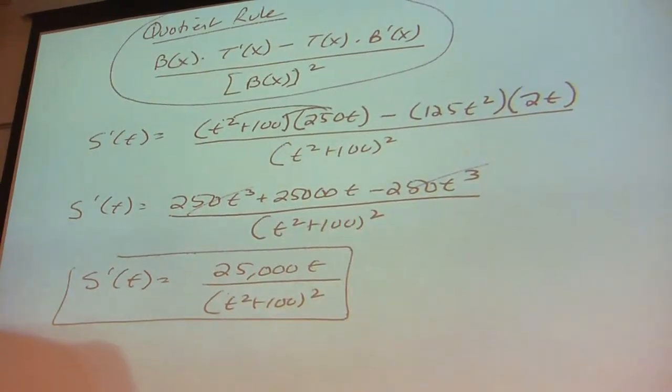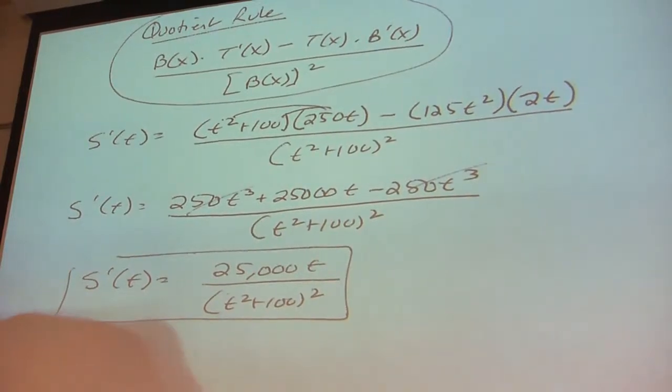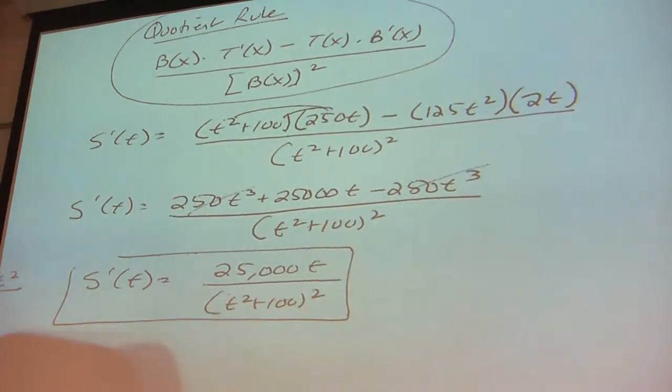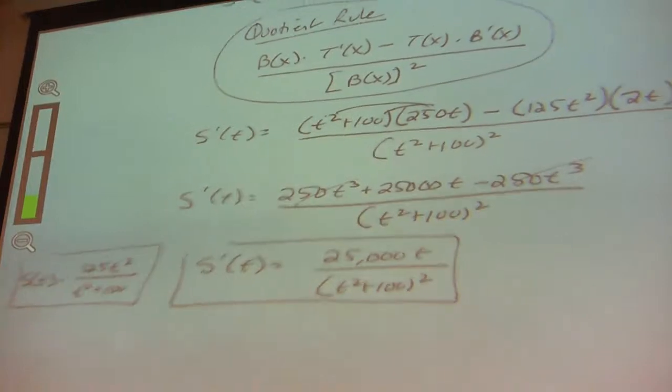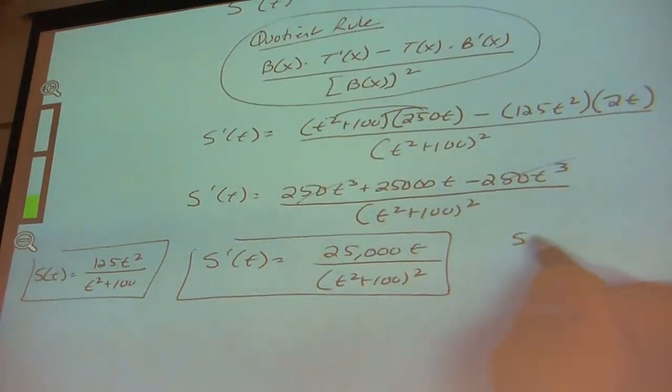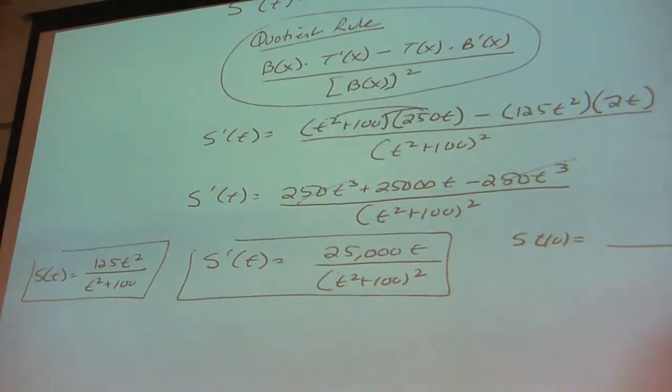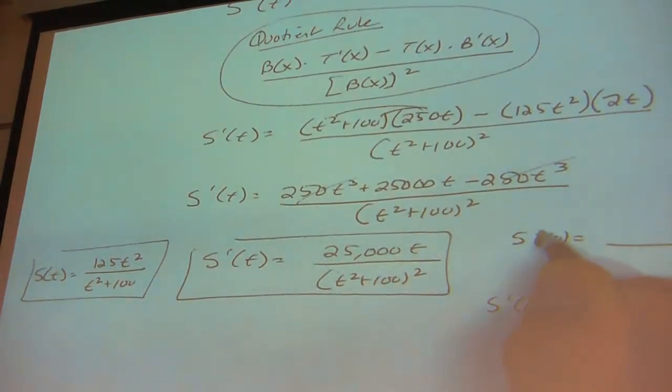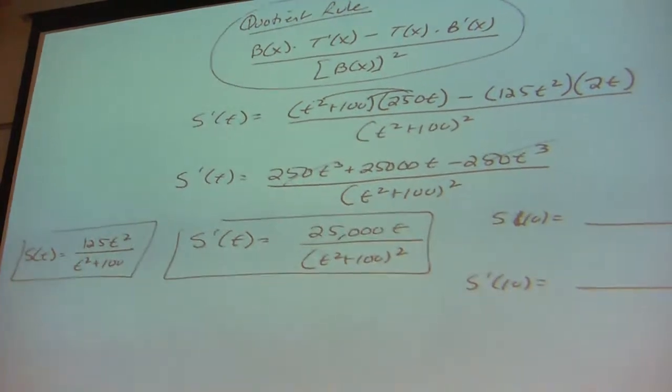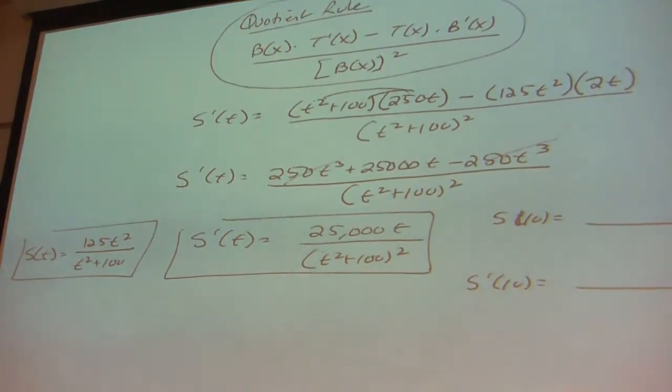So remember my original was 125 t squared over t squared plus 100. That goes in Y1, derivative in Y2, and Y3 is the calculator. Let's see what happens when we plug in 10 into the original, and what happens when we plug in 10 into the derivative. It's the same old, same old. But again, you need to figure out where you are having trouble. Is it the quotient rule? Is it the derivative? Or is it the algebra?